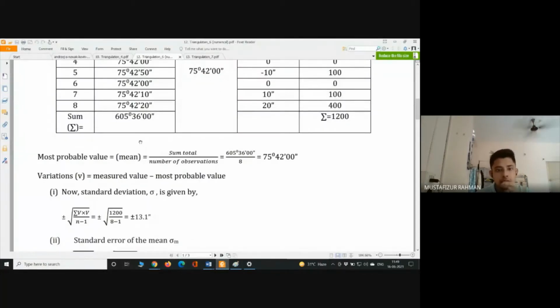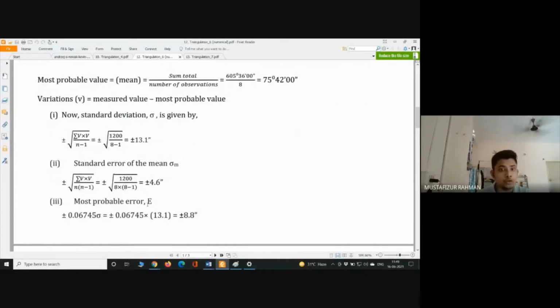So coming back here, this is done. This is standard deviation. Then standard error of the mean. Here it is the same formula, but because it is the mean of that value, we have to divide by the number of observations. So plus minus square root, summation of v square, everything remaining the same, but an n is added here. It is divided by n, the number of observations, once more, to find the mean value, the standard error of the mean.